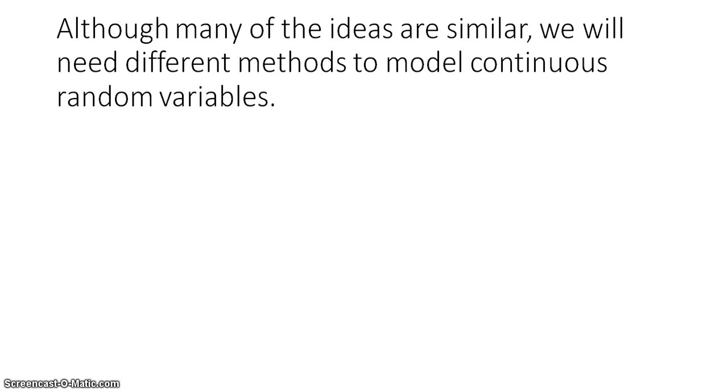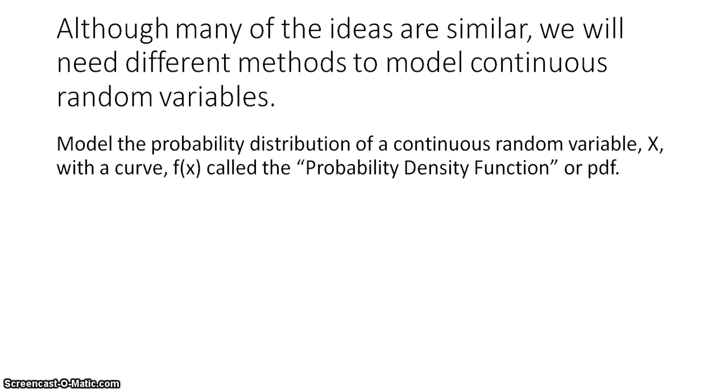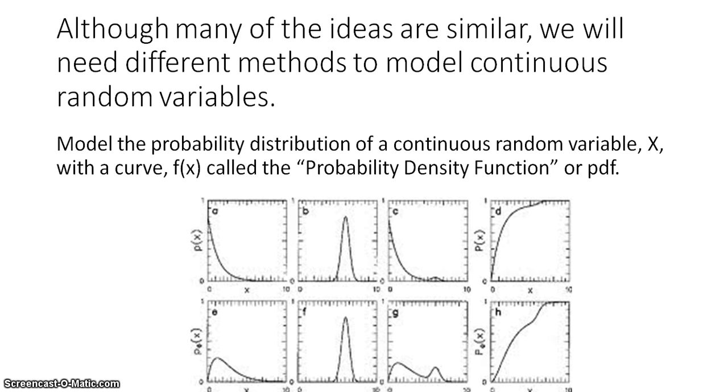Although many of the ideas that we're going to have are going to be very similar to what we did with discrete random variables, we are going to need different methods to model continuous random variables. We model the probability distribution of a continuous random variable, capital X, with a curve, little f of x, which is called the probability density function, or PDF for short. And here are the probability density functions for a number of different continuous random variables. Notice they're all smooth curves.